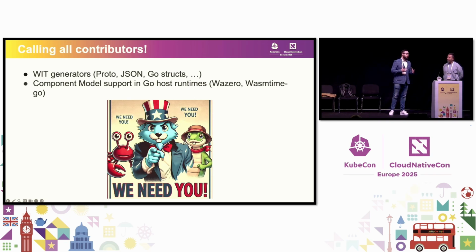So we want to do a call out to all contributors. The tooling lacks a couple of things: the WIT generators, Proto to WIT, JSON to WIT, Go structs or whatever to WIT. For Go, let's decide what we want to do with Go runtimes. Will wazero support it? Will Wasmtime Go support it? I think this should be a joint effort. So whoever is interested, we urge everybody to get involved, to contribute, to discuss, to join working groups.